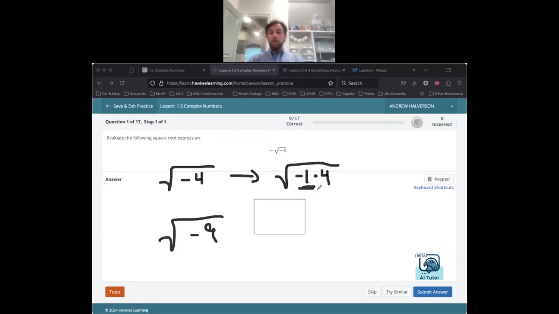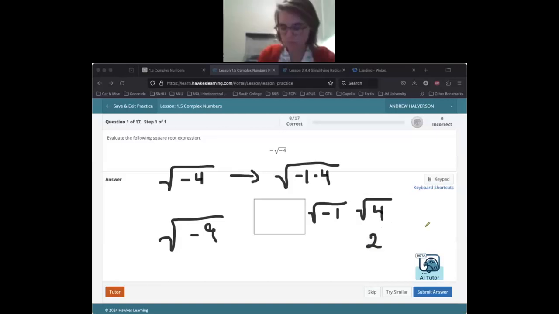Y'all remember that? Follow along? Okay, good. I don't want to lose you on that point because that's a critical point. Just like we've been doing before, let's give the -1 and the 4 its own radical. When we do that, we know how to do this, don't we? What is the square root of 4? 2. Boom. There it is.